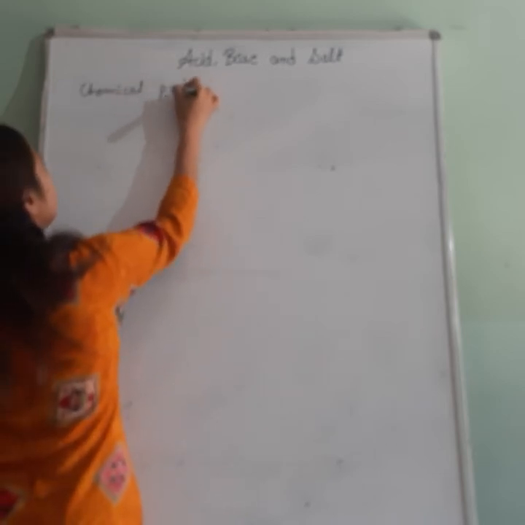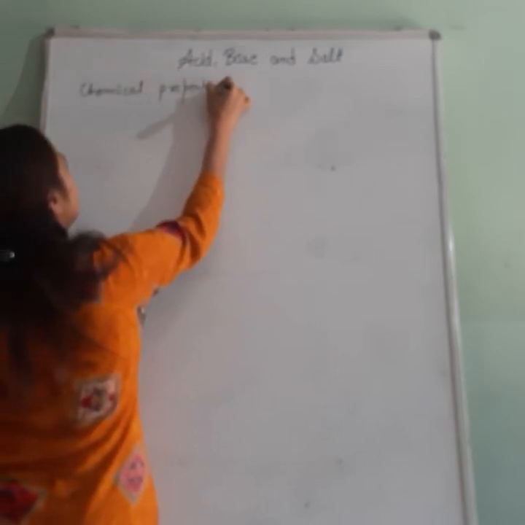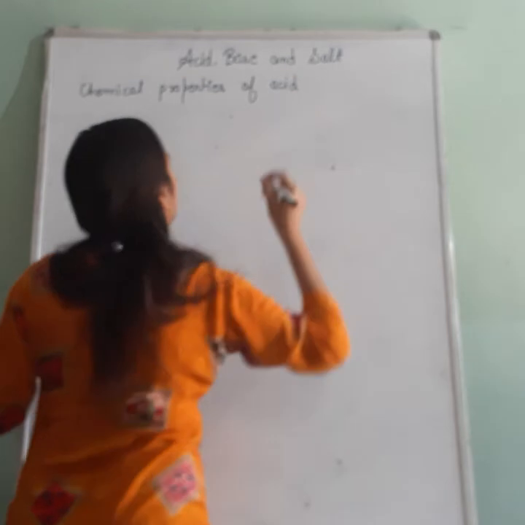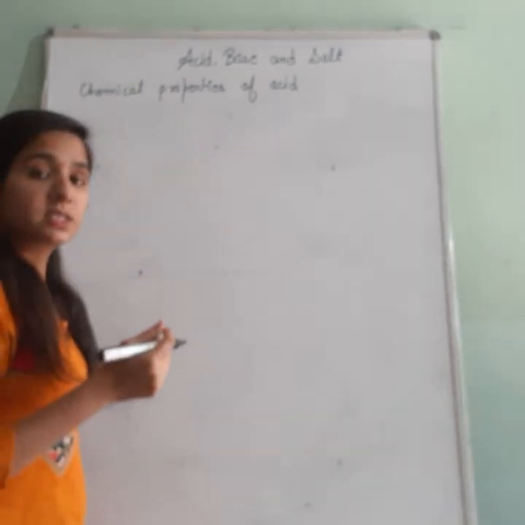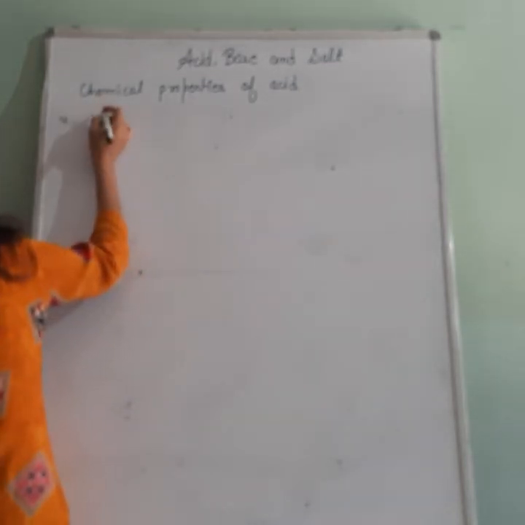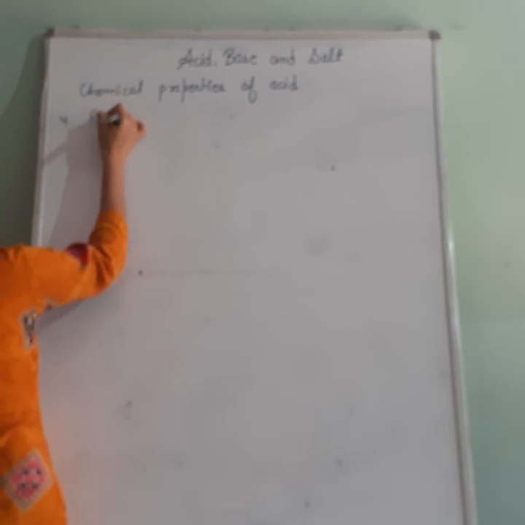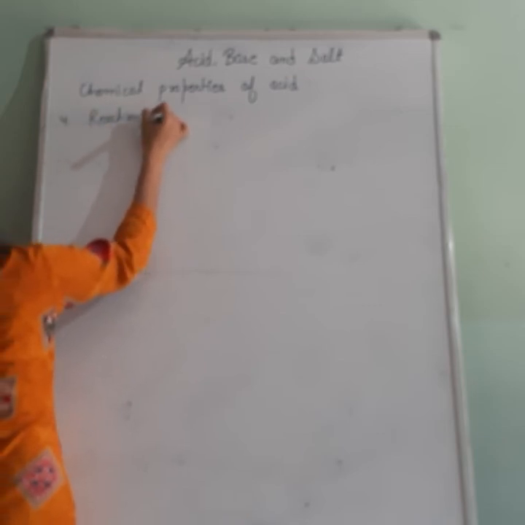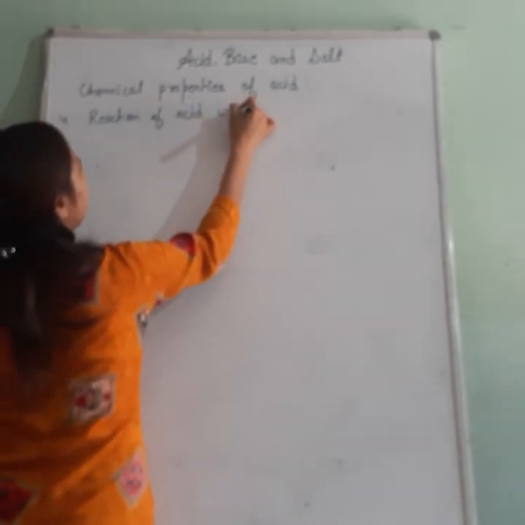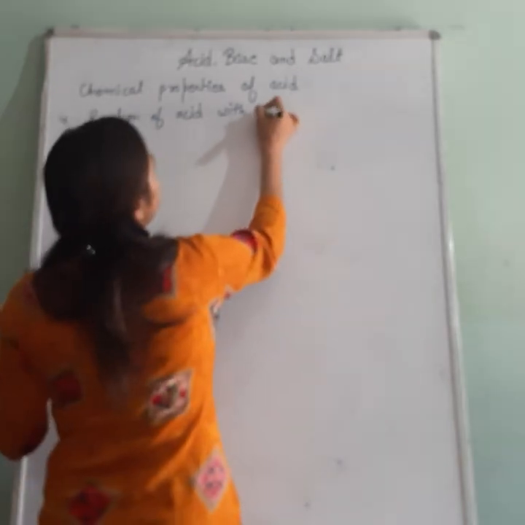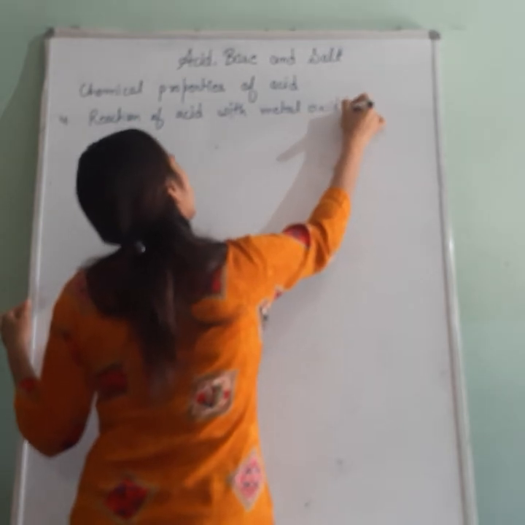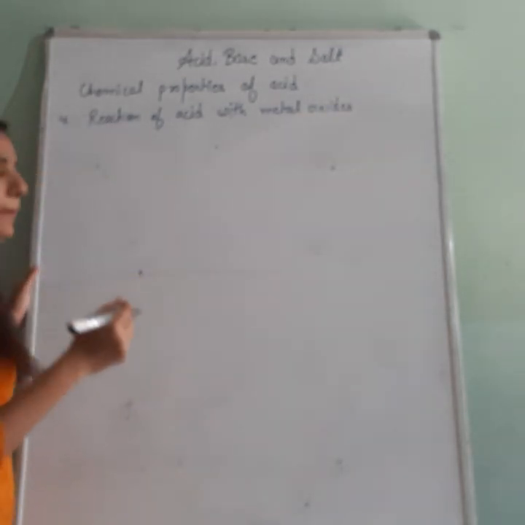Chemical properties of acids. We already discussed 3 of them in our last lecture. So the 4th chemical property is reaction of acid with metal oxides. Reaction of acid with metal oxides.